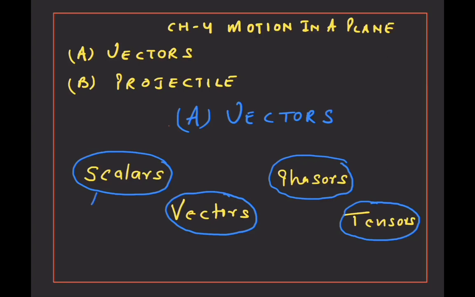Scalars are those quantities which have only magnitude. They have only magnitude. Vectors are those quantities which have both magnitude and directions.